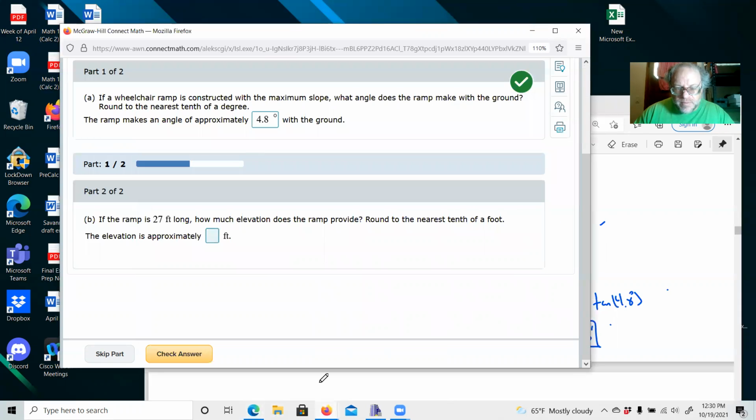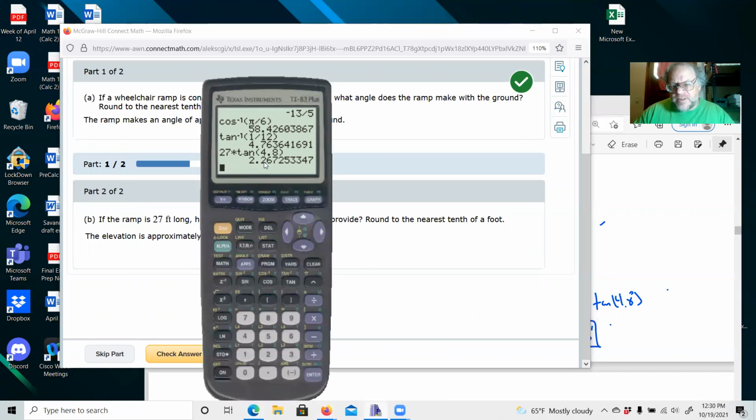Okay, 27 times 4.8. Yes, there are other ways to do this. Yes, you are quite welcome to do them. You don't have to have done it this way. You could have used algebra and ratios, and that would have been fine. Find the ratio between 12 feet and 27 feet, and then multiply that by the top, and you would get the same answer. So there are other ways to go.